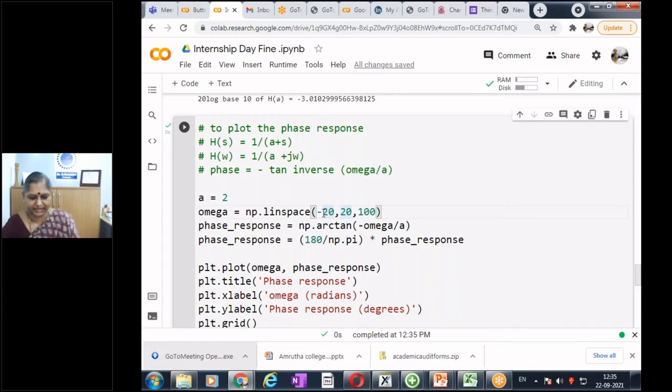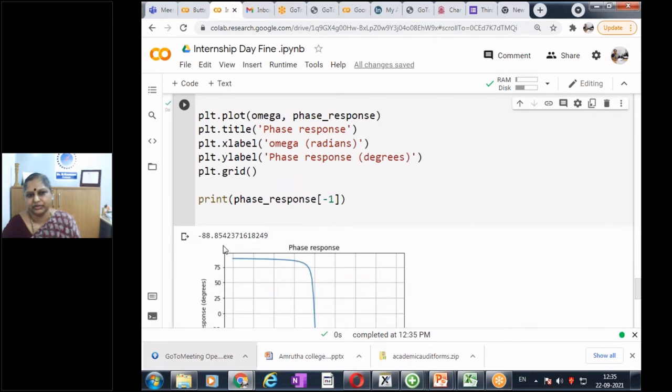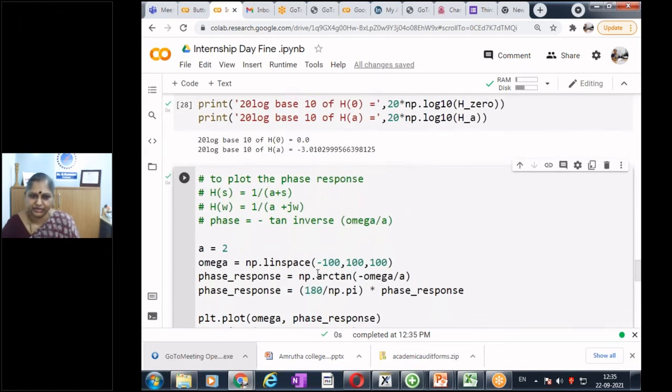Let us say I go from minus 100 to plus 100. And let us see whether my angle goes to... see, it's gone to minus 88, and you will agree that when I go to infinity, it's going to go to 90. So okay, let's keep our figure as it was, minus 10 to plus 10.